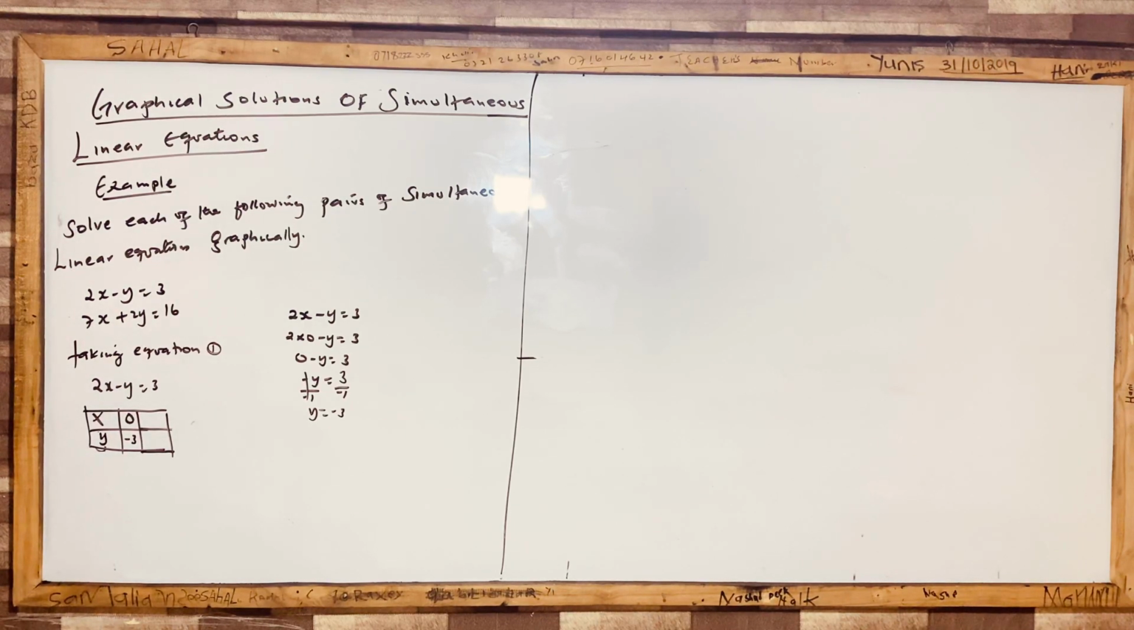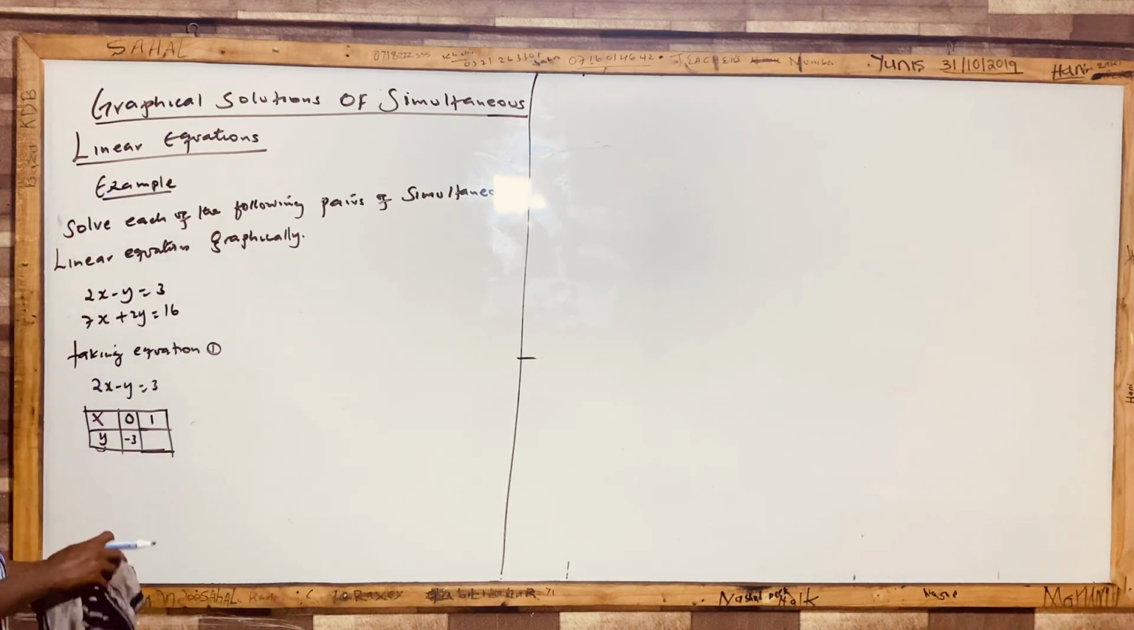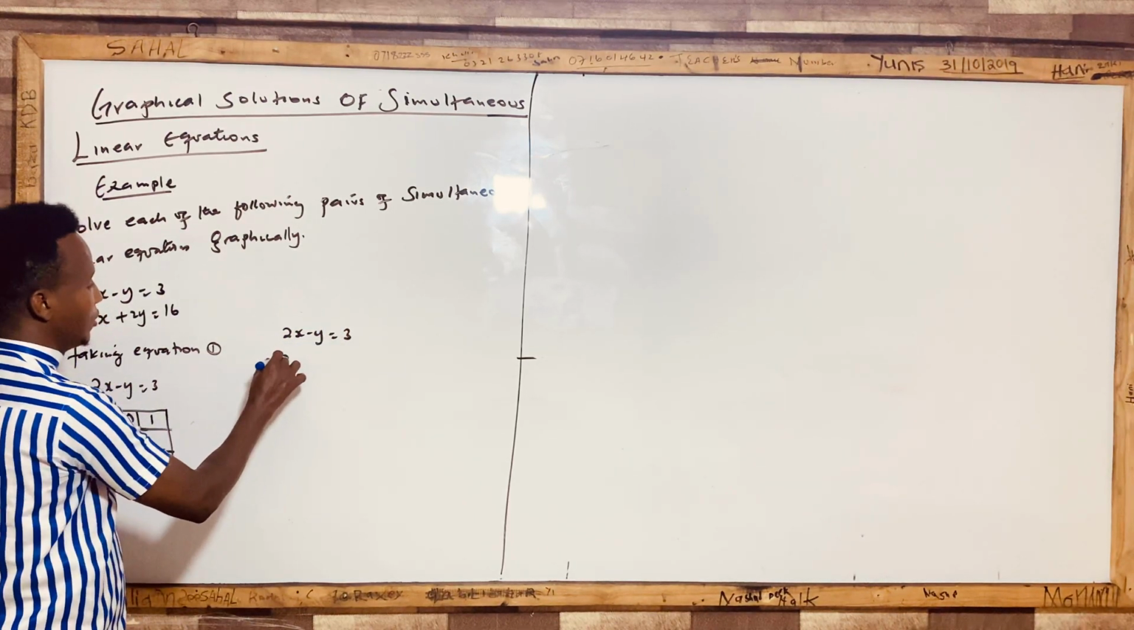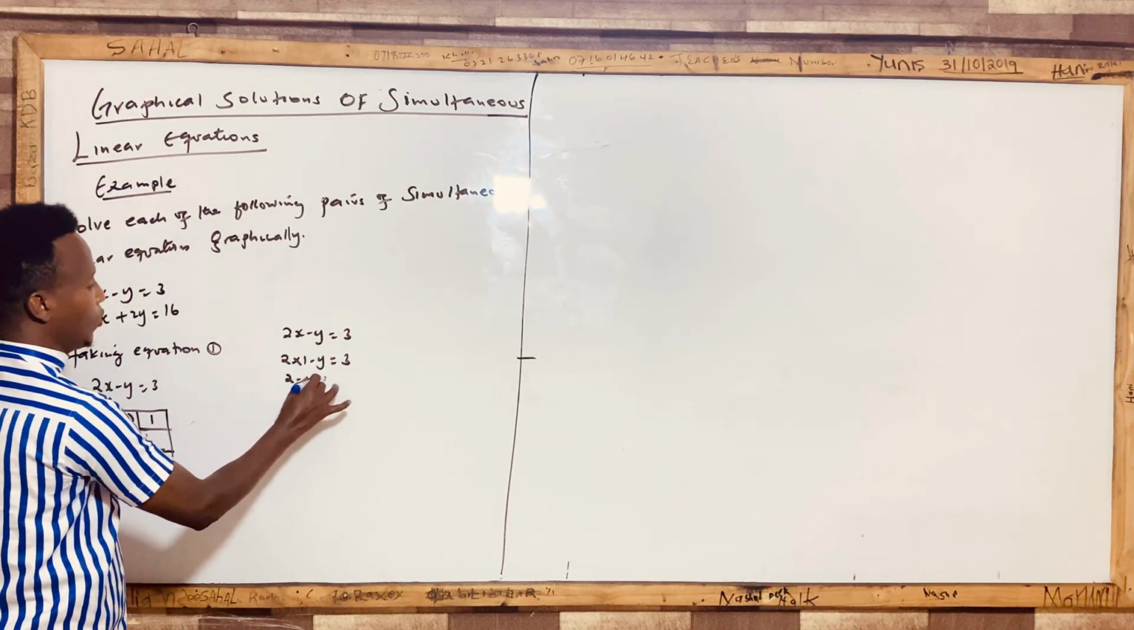Again, say like this. Take x as 1. You can take any value, the choice is yours. When x is 1, this is my equation: 2x minus y is equal to 3. So I'll say 2 times 1 minus y is equal to 3. So 2 minus y is equal to 3.